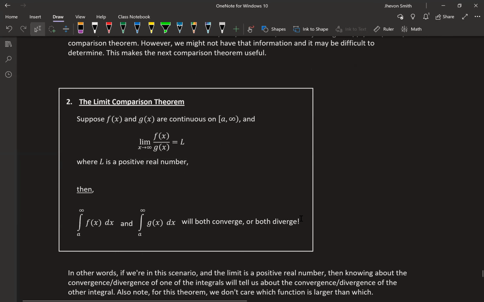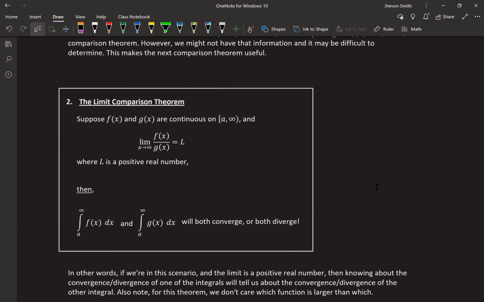There's a second comparison theorem, and this one is called the limit comparison theorem. This one has this assumption here. Suppose f and g are continuous on this, and no other assumption is made. We don't know who is bigger than who, and for this theorem, we don't actually care. What we would do, though, is take the ratio f divided by g or g divided by f, and assuming that we're not dividing by 0 at any point, we'll actually find that limit.